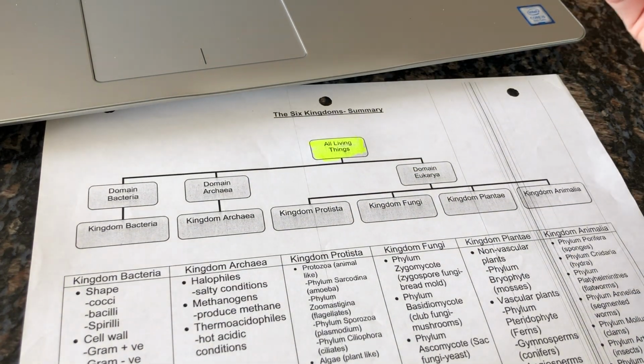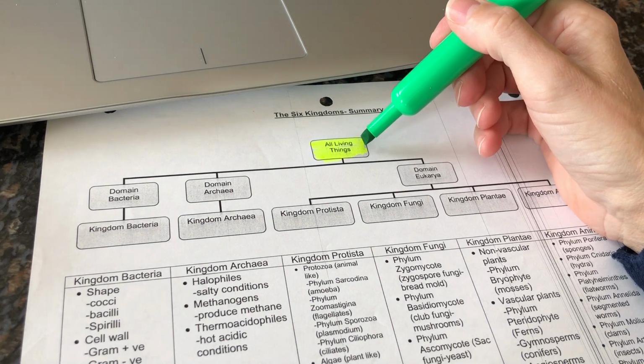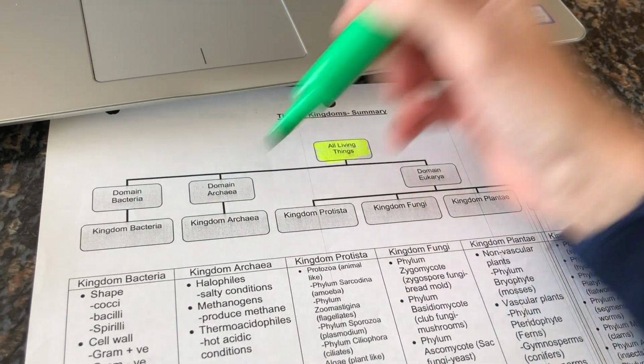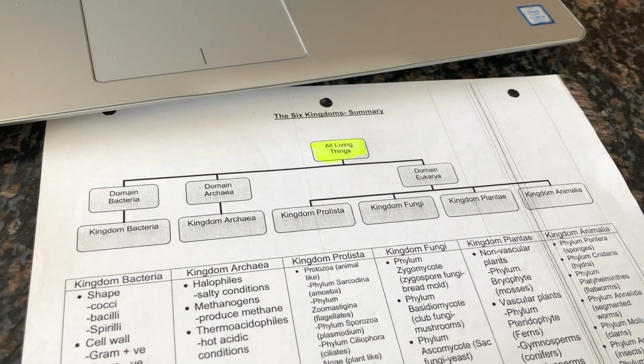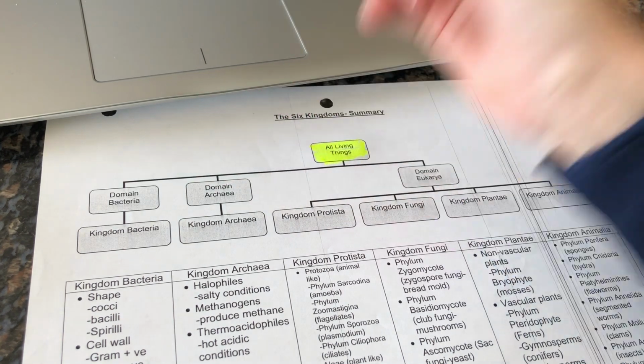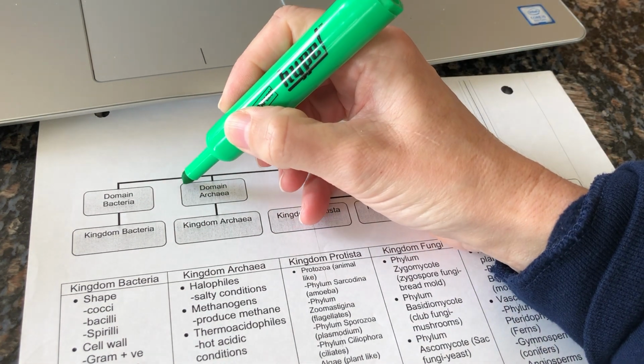So what do you need to know about that? All living things are divided into 3 domains. We've got bacteria, archaea, and eukarya. Today and tomorrow, I'm going to be exploring bacteria and archaea. So today I'm starting with archaea.